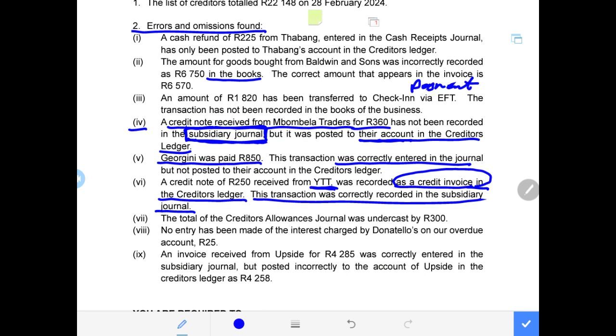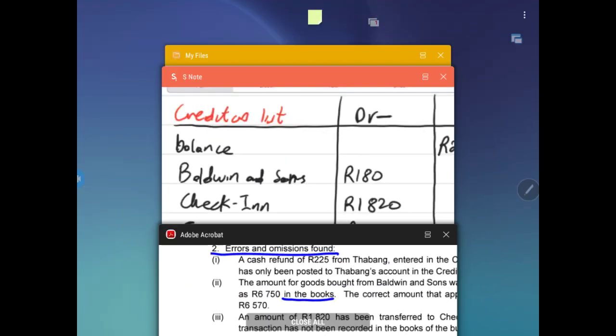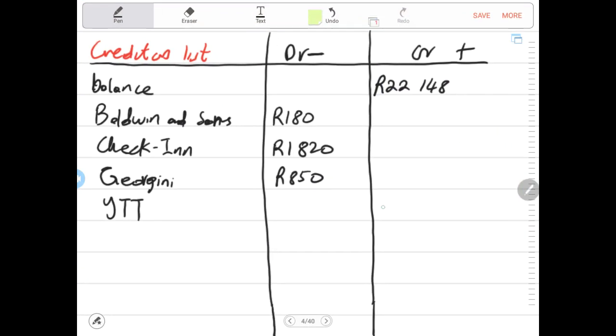Remember, a credit invoice is a buying on credit. When we buy on credit, we record on the credit side. So that means they must have recorded 250 here, and this was incorrect. So they recorded this return as if it's a purchase on credit. So the 250 on the credit side is the incorrect one, but it's the one that has been recorded. Now let us correct this.